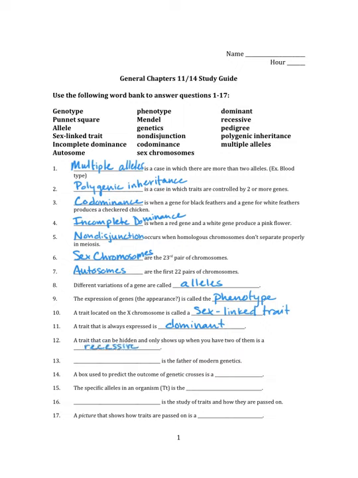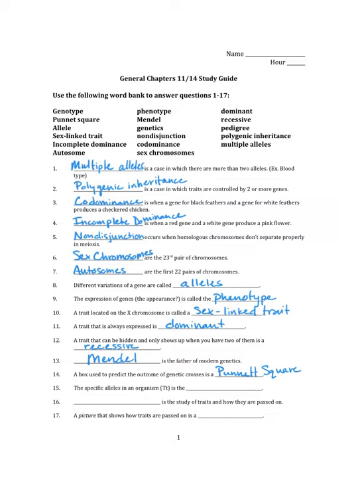Number 13 says that Mendel, or Gregor Mendel, is the father of modern genetics. Remember, he's the monk from Austria. He bred a lot of peas and he taught us a lot about inheritance patterns. Number 14, a box used to predict the outcome of genetic crosses is called a Punnett square.